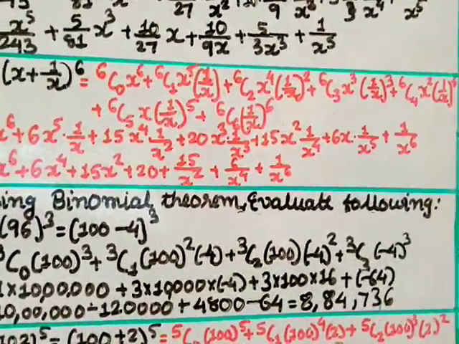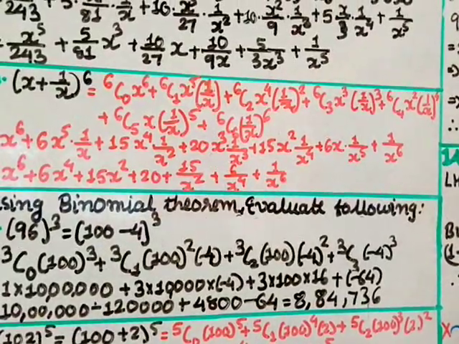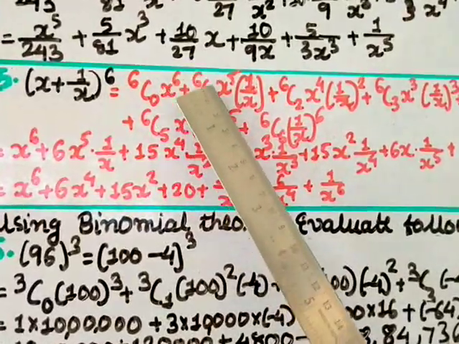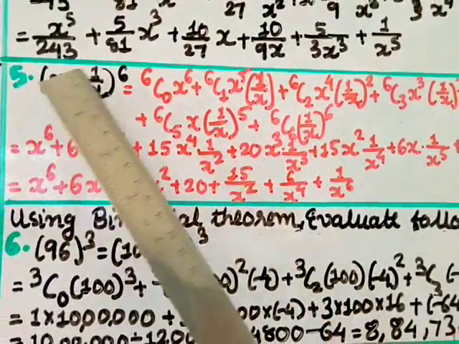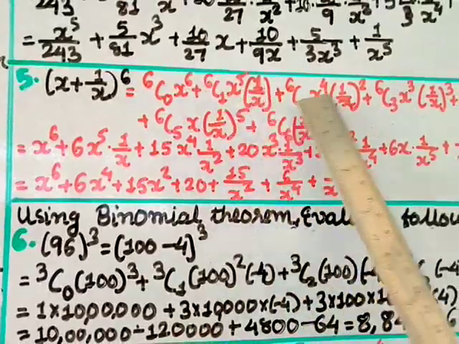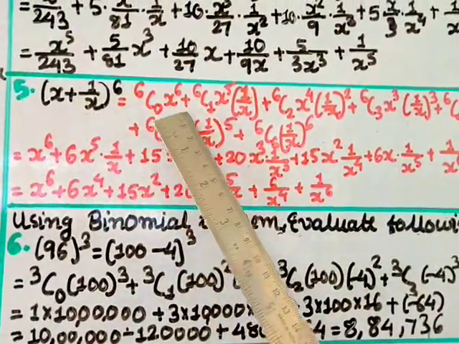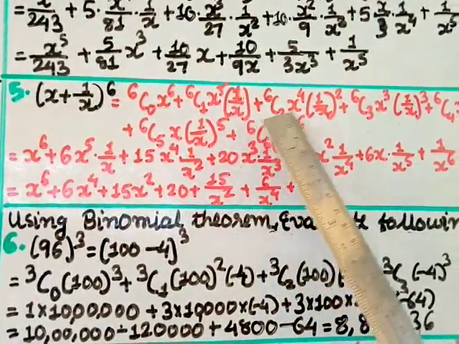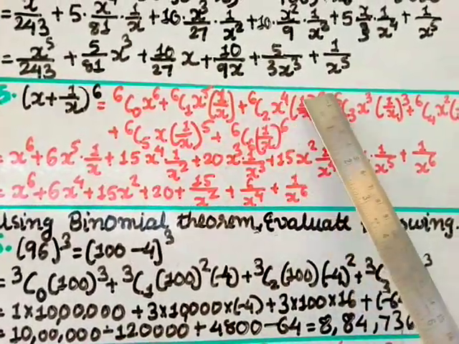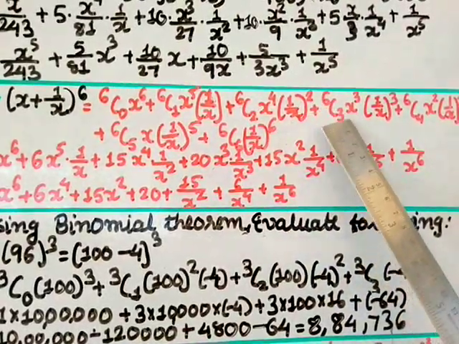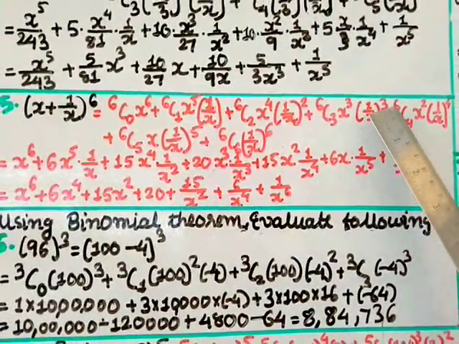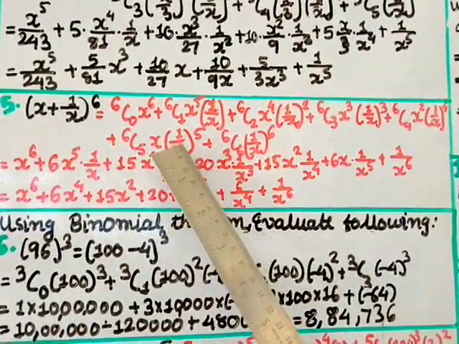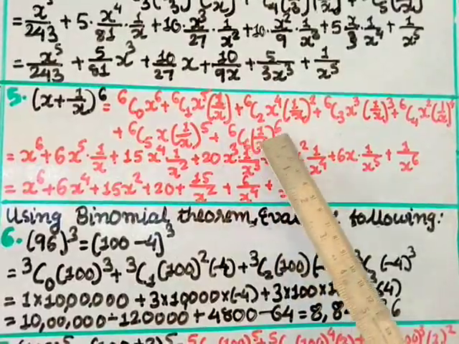Question number 5, (x + 1/x)^6. So here n is 6, so we start with 6C0 x^6 plus 6C1 x^5. Okay, this starts with 6 and decreases by 1, and this one starts with 0 and increases by 1, so 6C1 x^5 (1/x), plus 6C2 x^4 (1/x^2), this sum should be 6. Okay, plus 6C3 x^3 (1/x^3), plus 6C4 x^2 (1/x^4), plus 6C5 x (1/x^5), plus 6C6 (1/x^6).